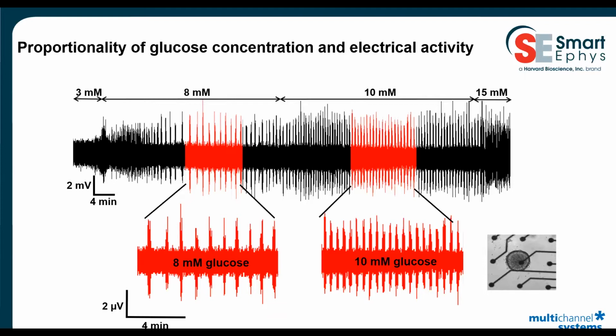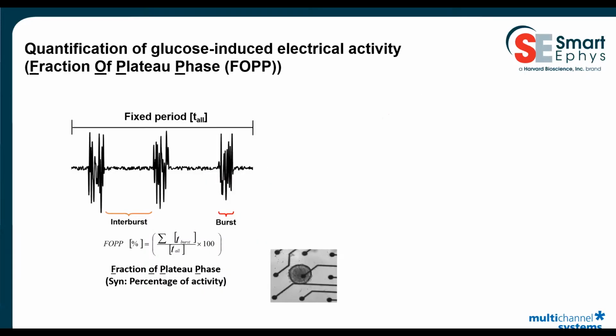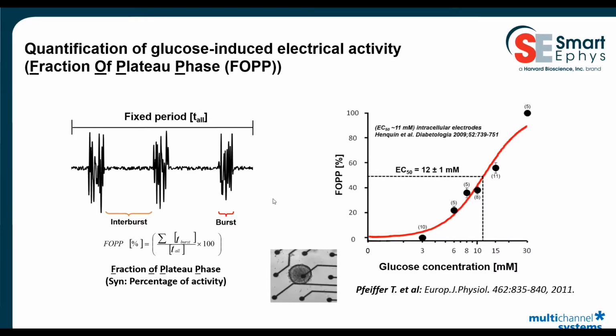This fact helped us to make a quantification of the glucose-induced electrical activity. We used mostly the fraction of plateau phase, in short FOB, which is shown here on this drawing. A synonym for the fraction of plateau phase is the percentage of activity. You can see here on the right side our first dose response curve, the FOB plotted against the glucose concentration.